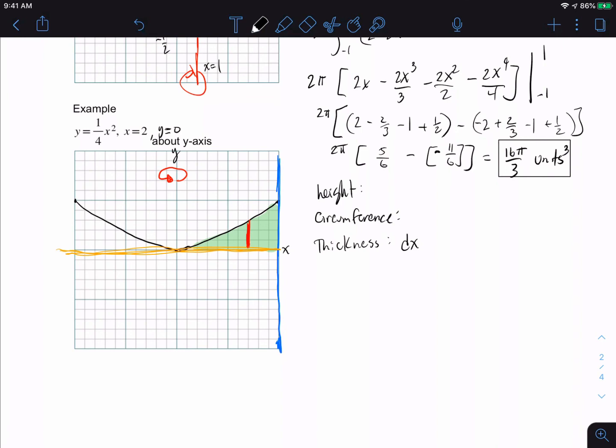You almost had it, Julian. It's 1/4 x squared. Yep, that's it. So the height is 1/4 x squared. Now, I'll do the hard part for the circumference. It's 2 pi. What is the radius?